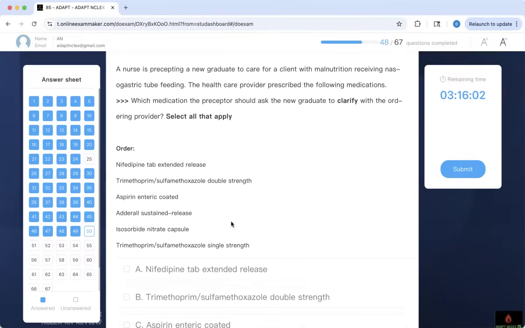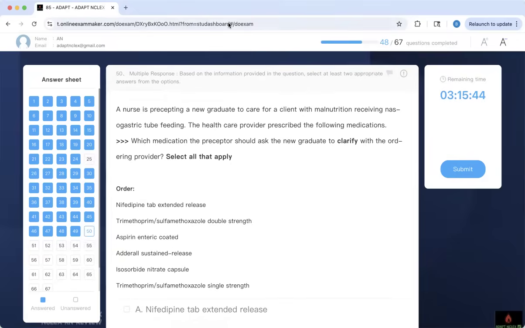And next is precepting a new graduate to care for a client with malnutrition receiving NGT feeding. The healthcare provider prescribed the following medications. Which medication should the preceptor ask the new graduate to clarify with the provider? What do you think? Sometimes you see these long questions and say, what are they talking about? Let's break it down, the adapt-and-class way. Select or apply. Which medication should the preceptor ask the new graduate to clarify?